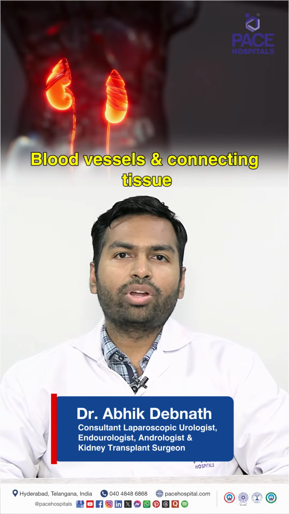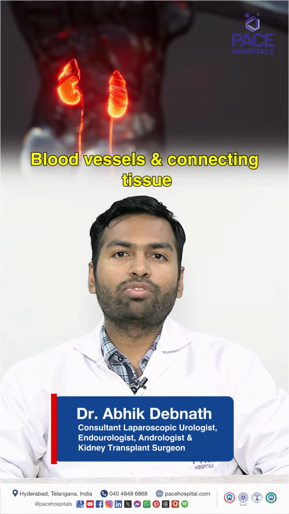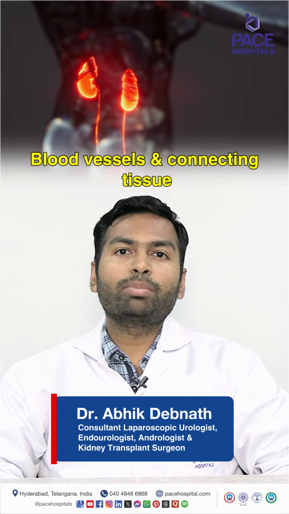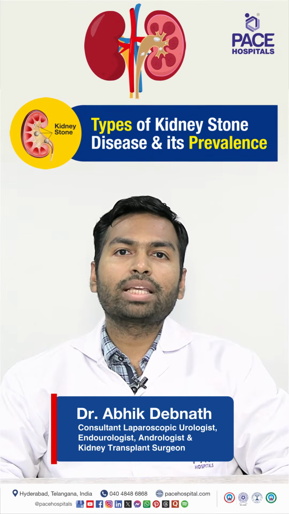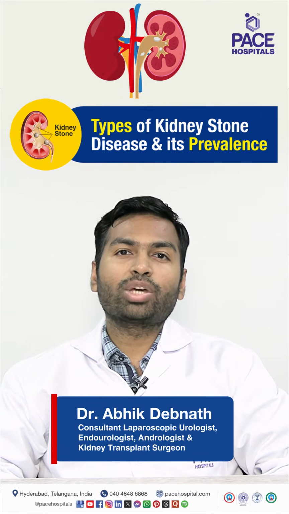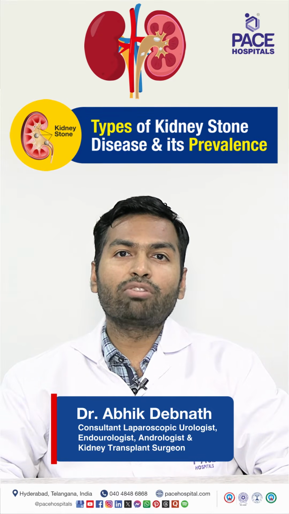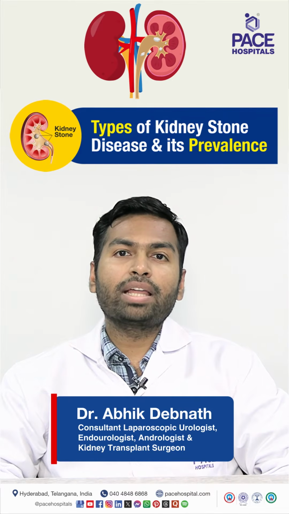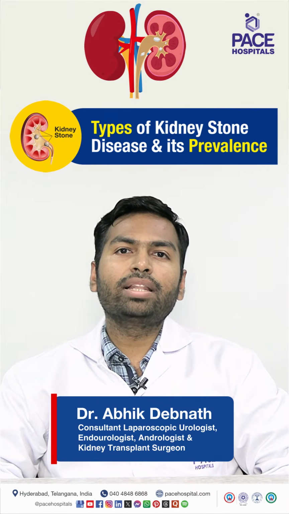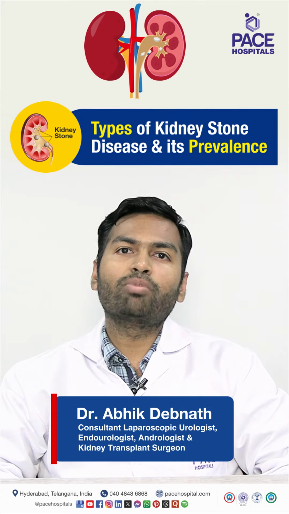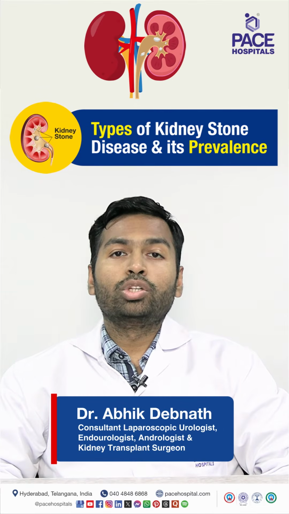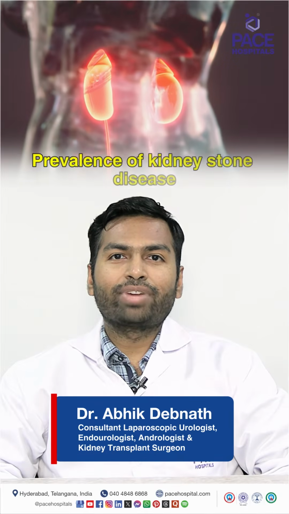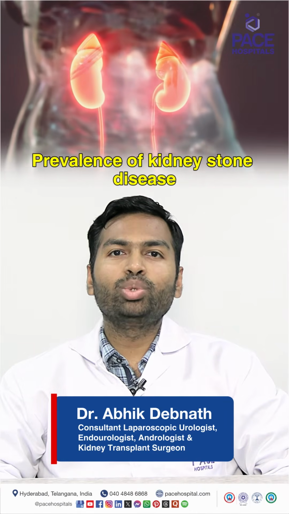So inside the nephron, the blood gets filtered and the urine is formed. In the urine, the major portion is water and the minor portion is salt. So when the salt concentration is beyond the capacity of the water to hold it in the dissolved form, it gets precipitated and the crystals get deposited in the collecting system of the kidney to form what we call kidney stones.